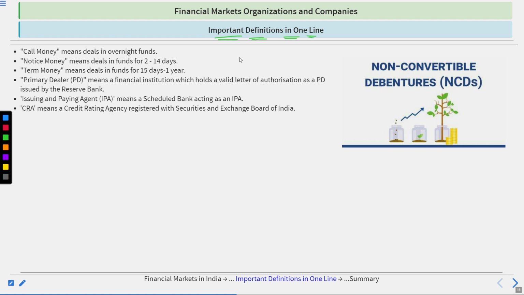Important definitions in one line. Call money means deals in overnight funds. Notice money means deals in funds for 2 to 14 days. Term money means deals in funds for 15 days to 1 year. A primary dealer is a financial institution which holds a valid letter of authorization as a PD issued by the Reserve Bank. Issuing and paying agency, IPA, means a scheduled bank acting as an IPA. CRA, credit rating agency, registered with the Securities and Exchange Board of India, or SEBI in short.